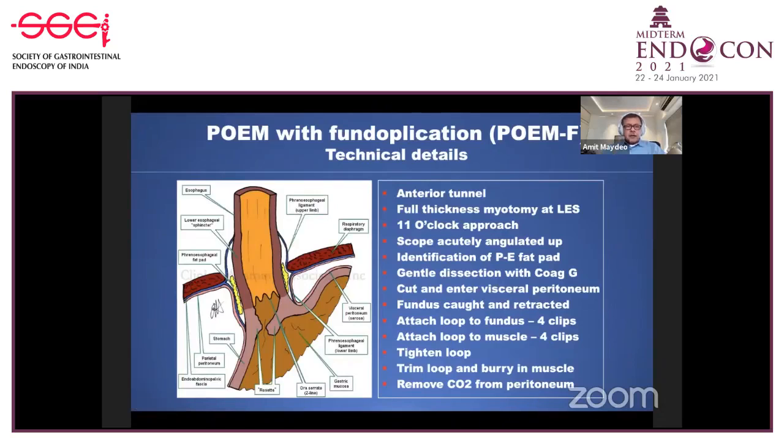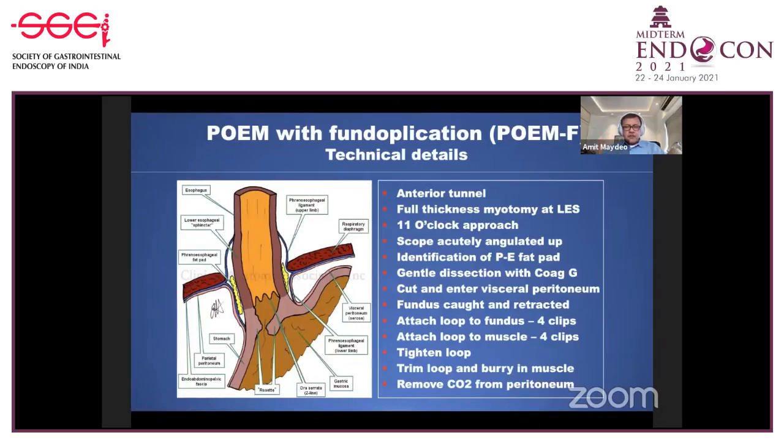Let me tell you, in the early series, our own series, in one of our patients, we did not identify this phrenoesophageal fat pad properly, and we went anteriorly, and inadvertently our endoscope entered the chest instead of entering the peritoneum. And we had to abandon the procedure. We had to put in a chest drain. So this can become a disastrous complication.